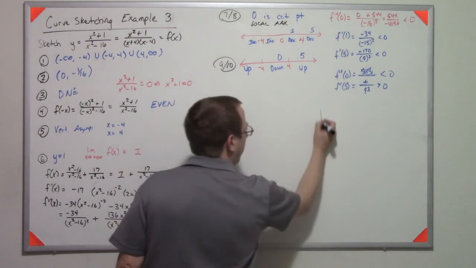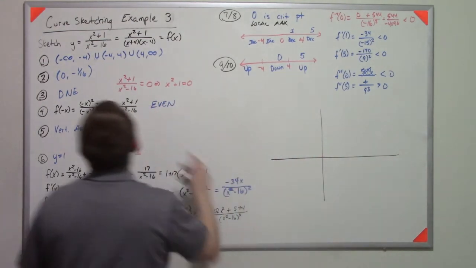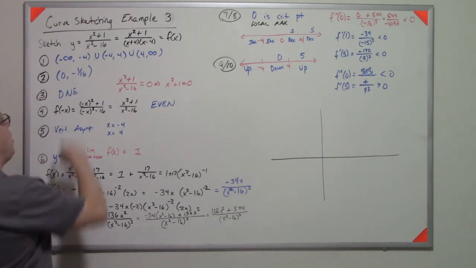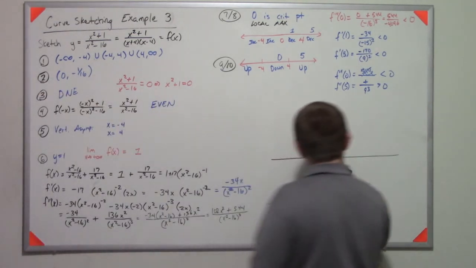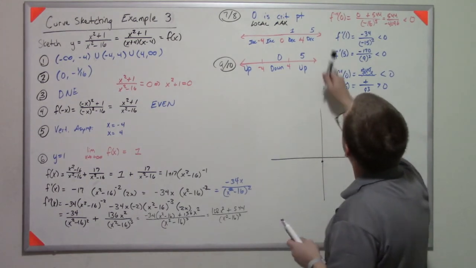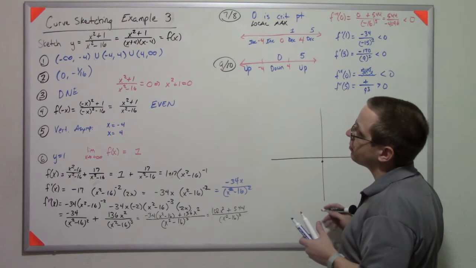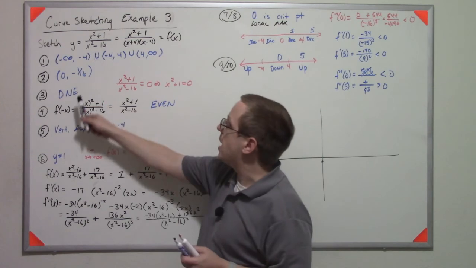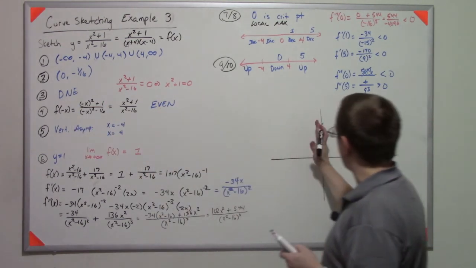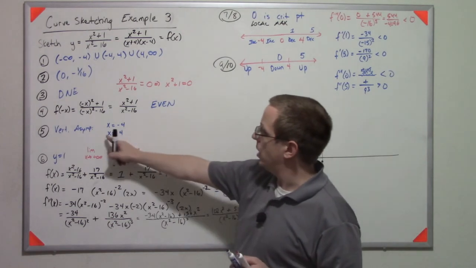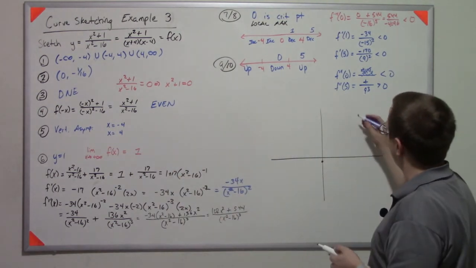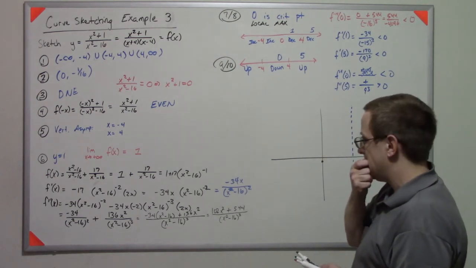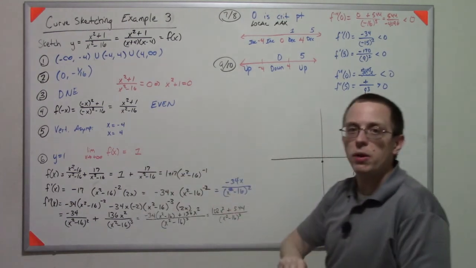But anyway, we know that negative 4 and positive 4 are not in the domain. We know that 0, negative 16 is a point, and that point is a local max. We don't have any x-intercept, so it never touches the x-axis. We know it's an even function, so as long as we draw this side, we get that side for free. We have vertical asymptotes at plus or minus 4. So let's draw the plus 4 case. We have a horizontal asymptote at y equals 1.